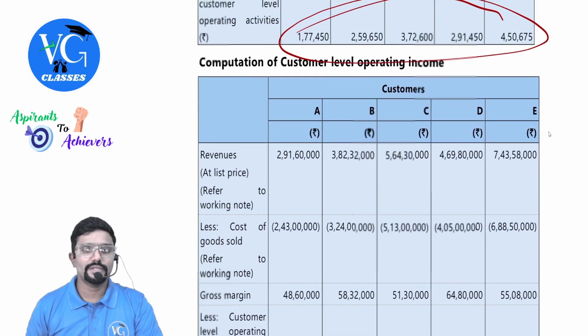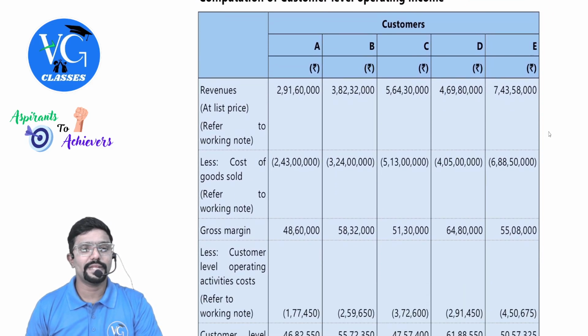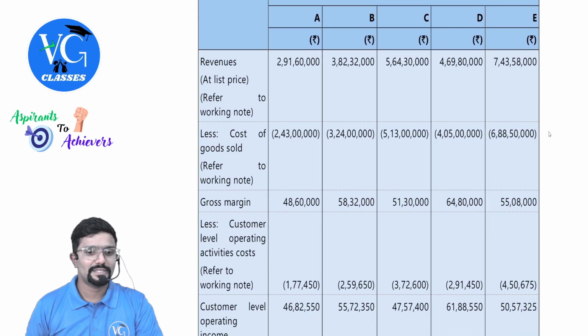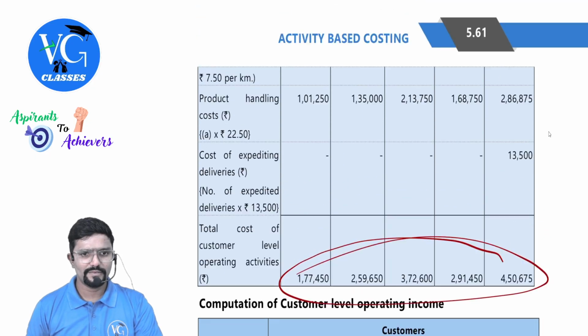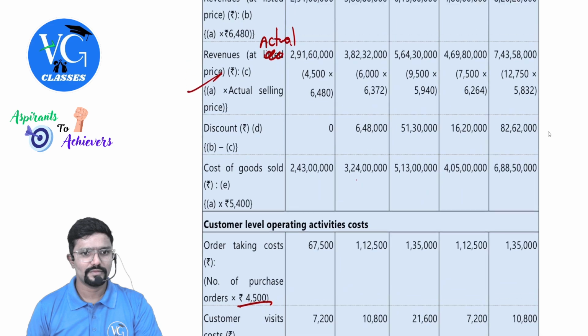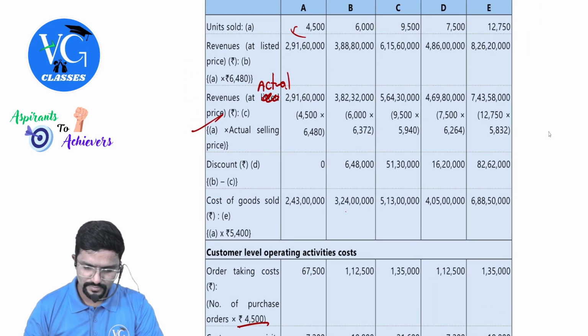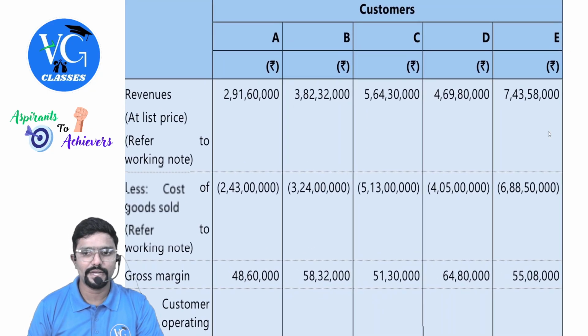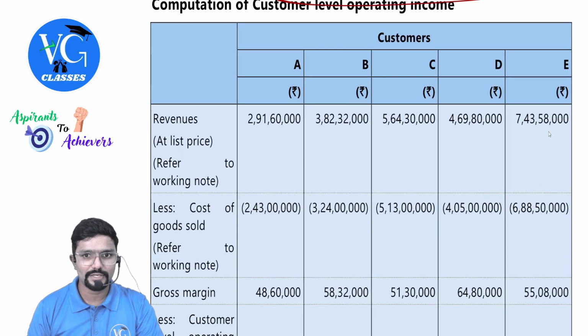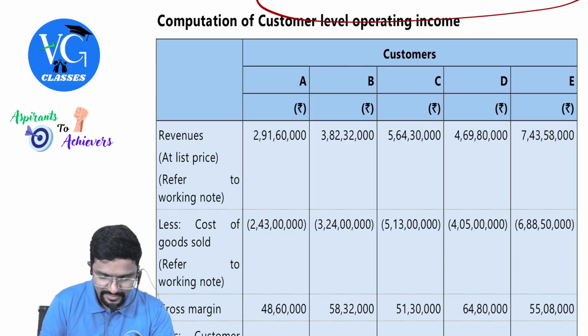Okay. Compute the customer level operating income. 2 crore 91 is list actual. Actual. Okay. Correct it. You are not watching a movie here.